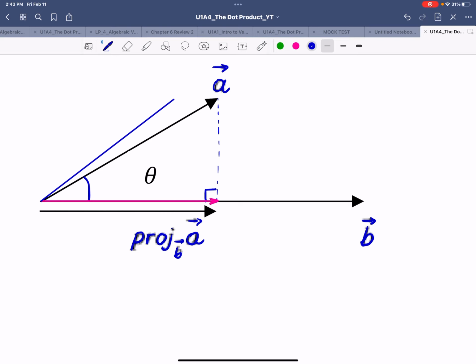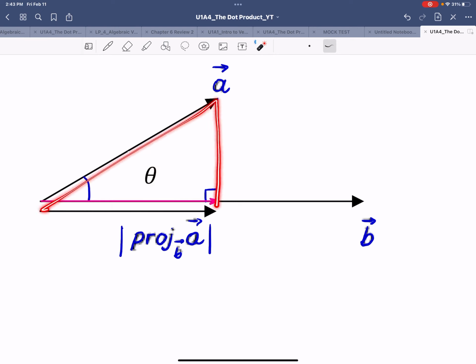So we are going to talk about both the magnitude and the direction of the projection vector. We'll start off with the magnitude. We're going to say that the magnitude of the projection of A onto B will be located adjacent to angle theta. In this triangle, we have a right angle triangle, so we have this right angle, and this will be vector A with a magnitude A.